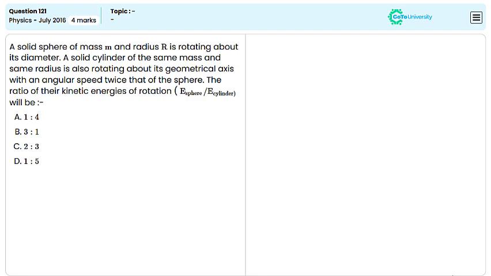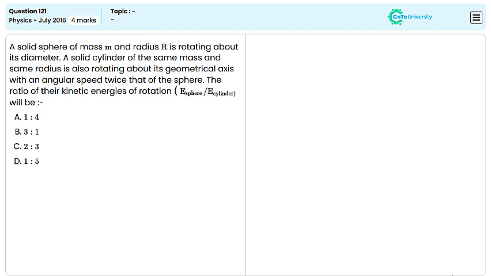A solid sphere of mass m and radius r is rotating about its diameter. A solid cylinder of the same mass and same radius is also rotating about its geometrical axis with an angular speed twice that of the sphere. What will be the ratio of their kinetic energies of rotation?